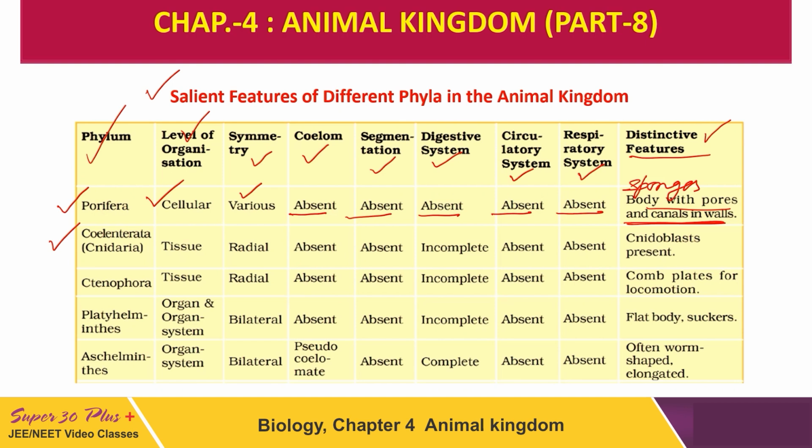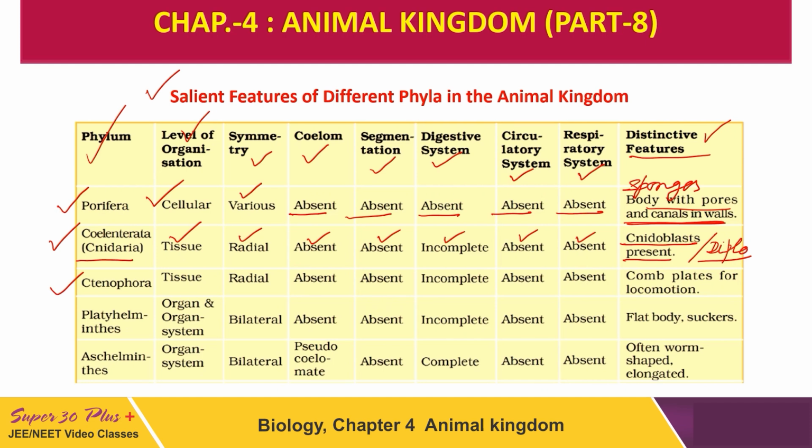Coelenterata, Cnidaria. Cnidaria means they have cnidoblasts. Cnidoblasts are present. Cnidoblasts are of different types. They have to perform different functions. Tissue grade of body organization. Symmetry is radial. Coelom is absent. Segmentation absent. Digestive system is incomplete. Circulatory system, respiratory system is absent. Cnidoblast is present, and these are diploblastic. Is it clear? Come to the next now.